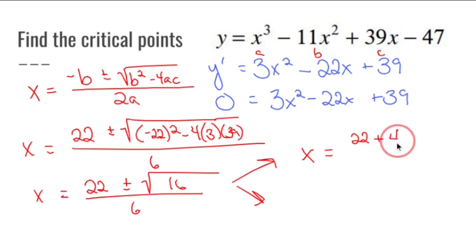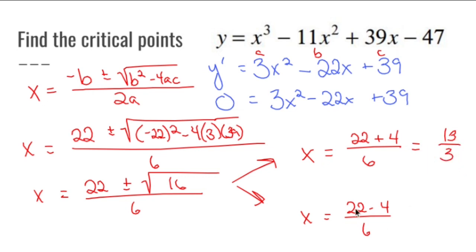So we'll do plus 4 over 6. And x equals 22 minus 4 over 6. 22 plus 4 is 26. 26 over 6 simplifies to 13 over 3. 22 minus 4 is 18. 18 over 6 is 3. So these are my two guys. My critical points are going to be 13 over 3 and 3.